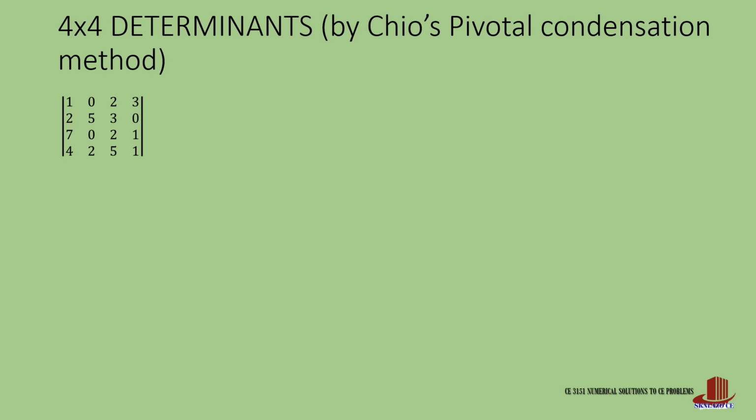The fourth method in finding determinants of matrices, especially for bigger matrices, would be Chio's pivotal condensation method. Unlike the cofactor method, wherein we are to choose a row or a column with as many zeros as possible, for the pivotal condensation method, we are going to look for a pivotal element. That pivotal element would have to have a value of 1.